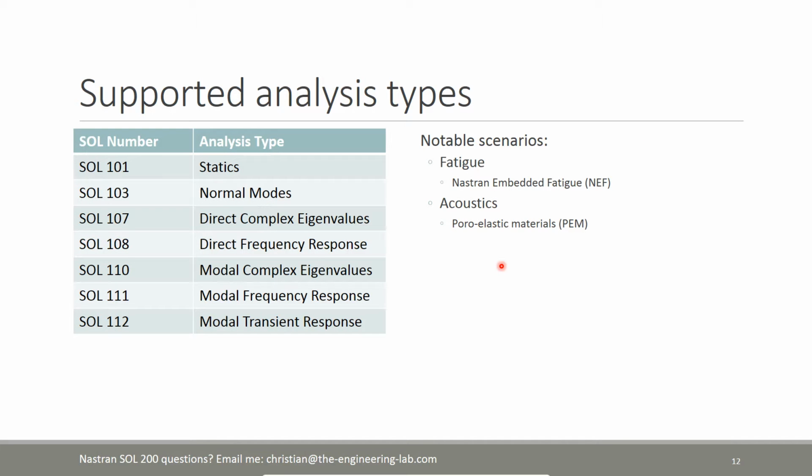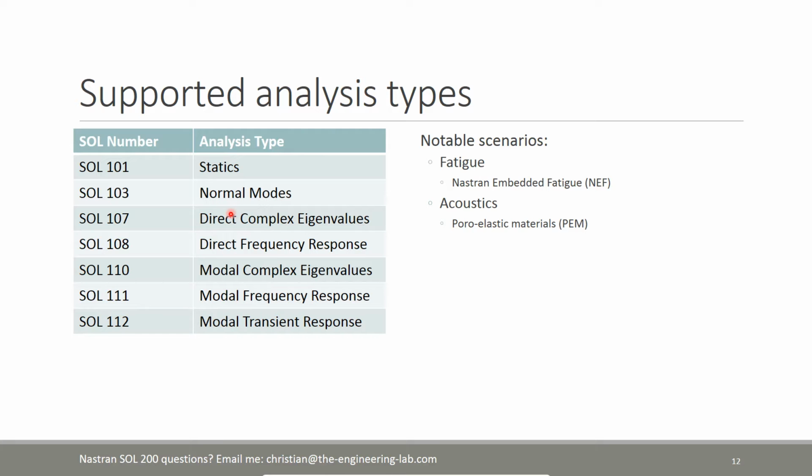Again, you may be in the automotive industry, so not every analysis type in Nastran is relevant to you. For example, buckling. That's an analysis type you may not be focused on, but you may be focused on normal modes.